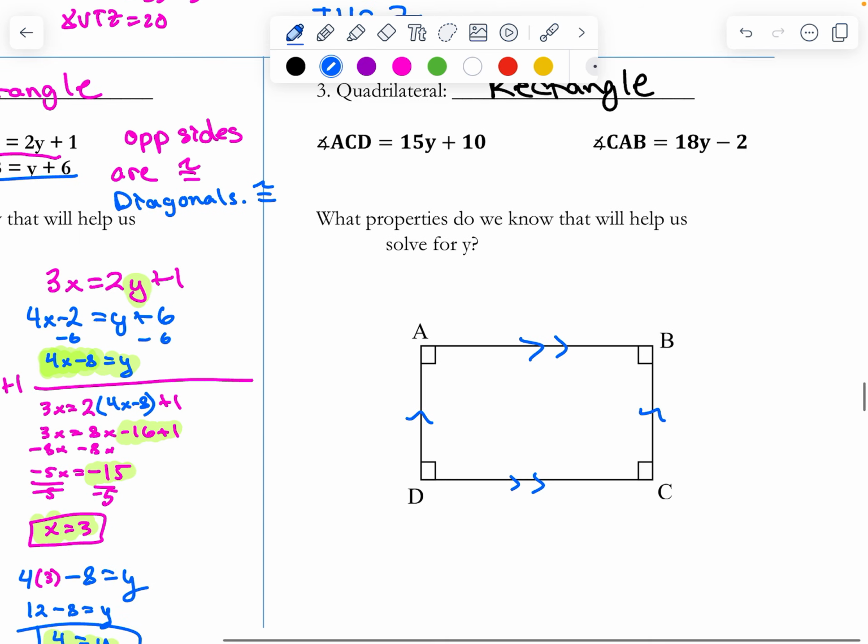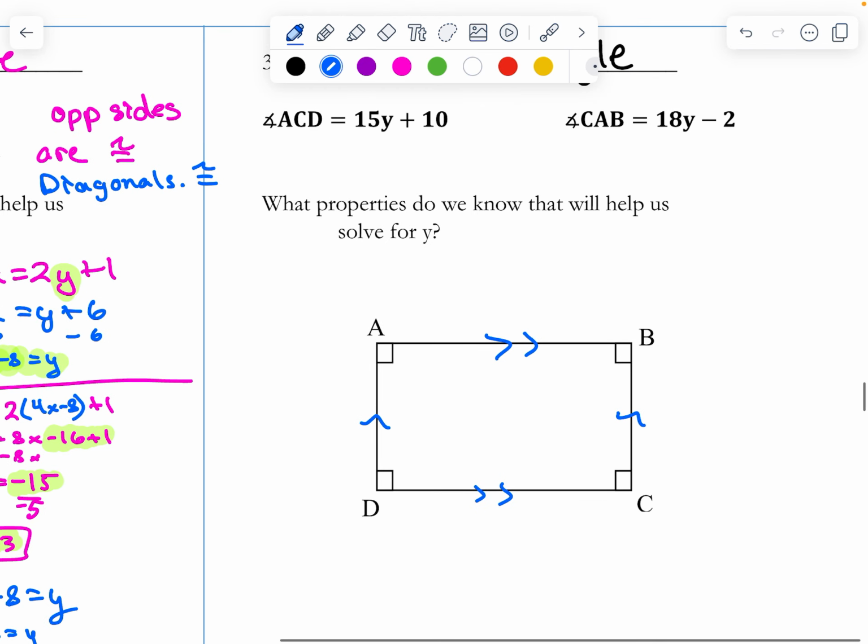So, knowing that, they told us two things. They gave us this diagonal right here. Well, they didn't give it to us, but they did tell us that AC, CD right here, this is 15y plus 10. And CAB is 18y minus 2. Now, the things I know about these two here is that these are congruent.